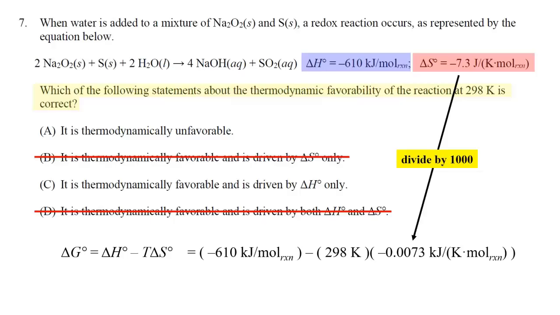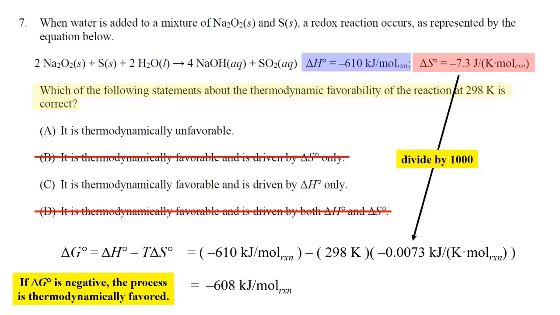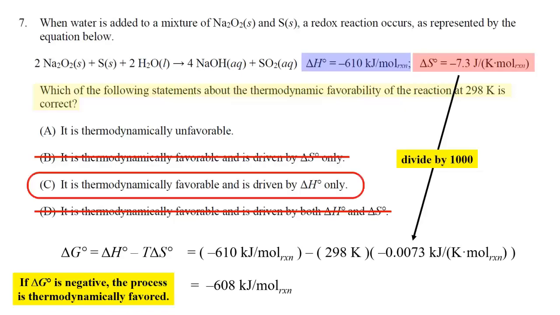So the temperature is 298 Kelvin, and my delta S, now that I've converted it into kilojoules, is negative 0.0073 kilojoules per Kelvin mole of reaction. So when I do this math, I get that the delta G has a negative value. It's negative 608 kilojoules per mole of reaction. So because delta G is negative, then this process is thermodynamically favored to occur. So the correct answer is choice C.